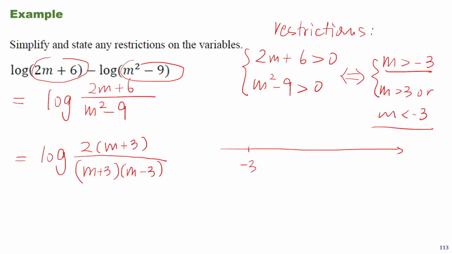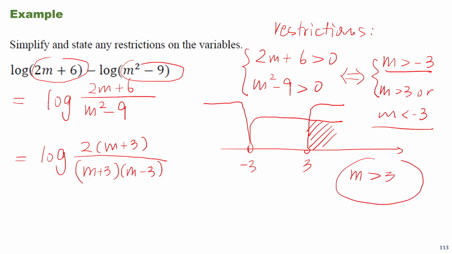The first solution is x must be greater than negative 3. The second solution is m must be greater than 3, or m is smaller than negative 3. So the only overlapped area is m must be greater than 3. So this is the restriction on the input m, right?